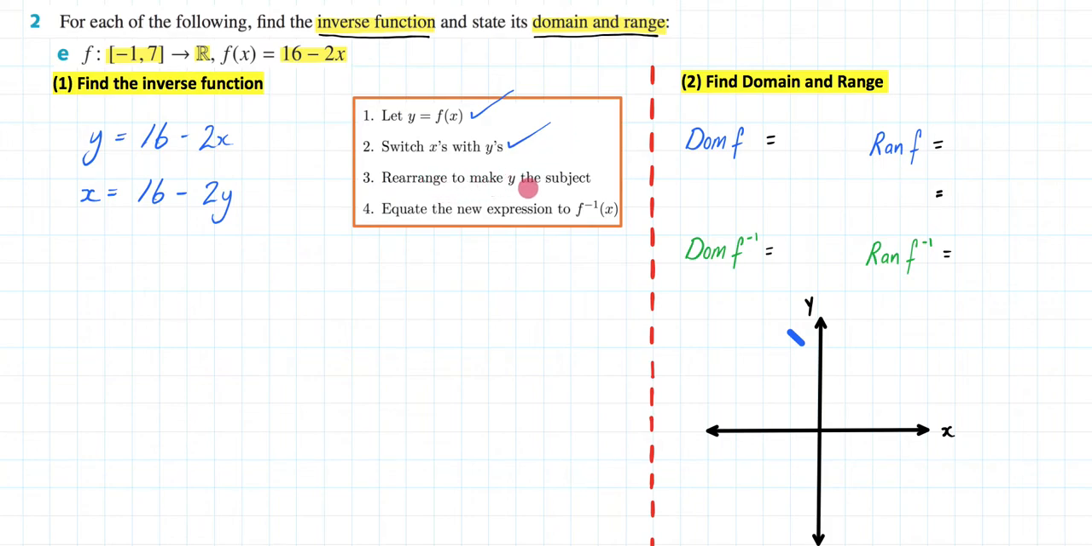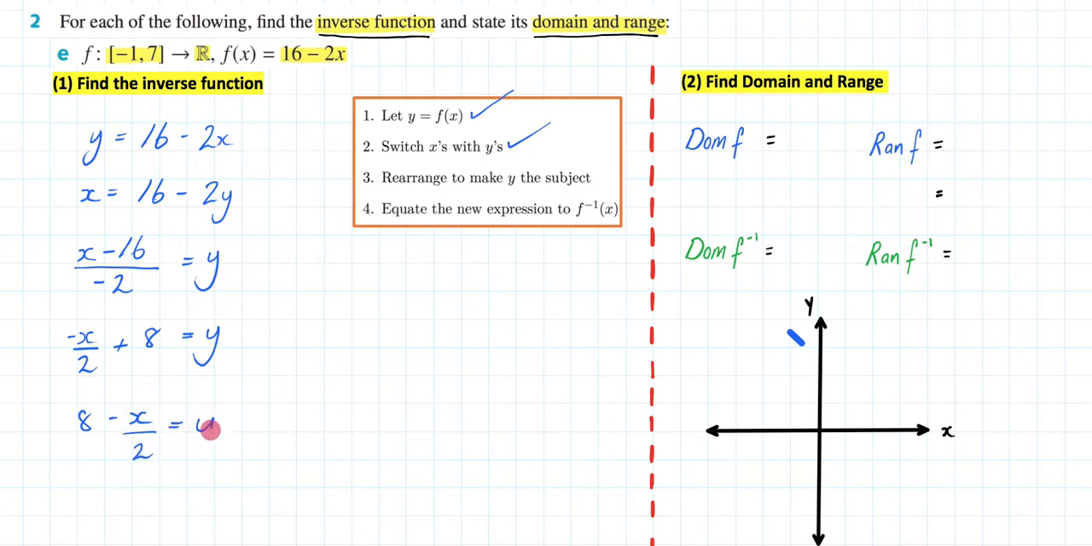Next, rearrange to make y the subject. So I'm going to minus 16 from both sides, and then I will divide both sides by negative 2, and now y is my subject. But before I tick it off, I just want to clean this up a little bit. So I could rewrite this like this, and that would be 8. And that is far prettier now. So now I will tick it off.